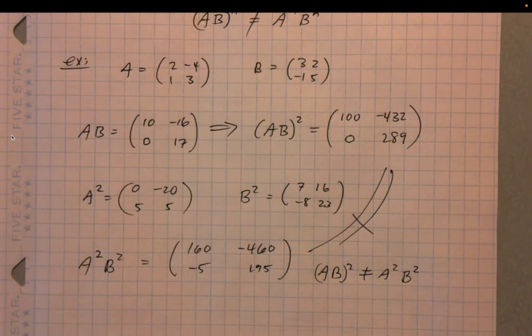And it's true for all powers. AB to the nth power is not necessarily equal to A to the n, B to the n. All right, very good.